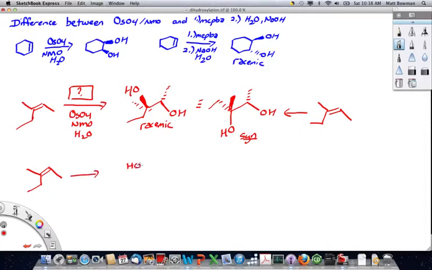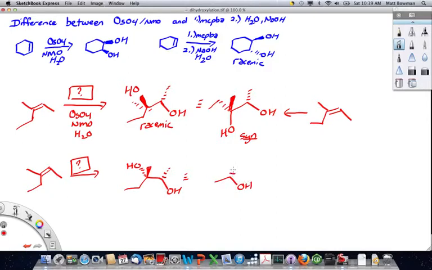This time around, what we're going to do is just switch that oxygen from a wedge to a dash. Again, we need to figure out what we add to this. We redraw this structure in the syn configuration.